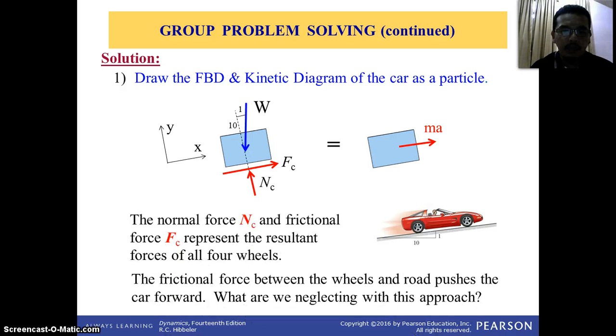Now we need to draw the free body diagram. The object is moving along a curve with a slope angle here. The normal force is perpendicular to the top surface. The weight is directed toward the earth. Here we can see the normal force N_C, the frictional force, and F_C represents the resultant force of all four wheels.